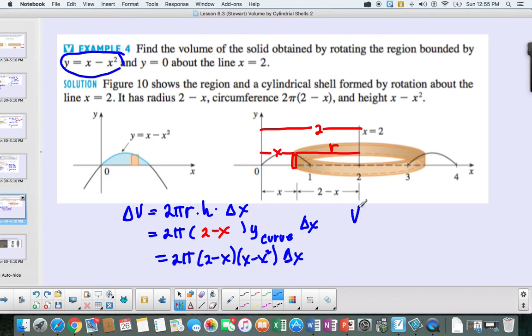Now we're ready for our volume. Now our integral, remember inner, outer. You can start with 2 and go to 0. It'll give you a negative number, and then we can take its absolute value. Or you can just start at the outer shell and then move to the very inner shell, and then this will be 2 pi, 2 minus x, quantity x minus x squared dx.